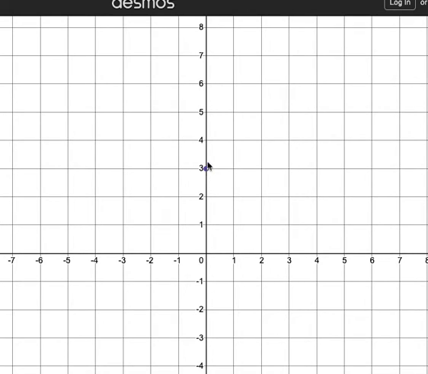So from 3 we go up 1. So we're at up 1 and then over 1, 2, 3. So rise of 1, run of 1, 2, 3. And we are now at the point 3, 4, which I'll throw on the graph real quick. There's our point 3, 4. So now we have 2 points.